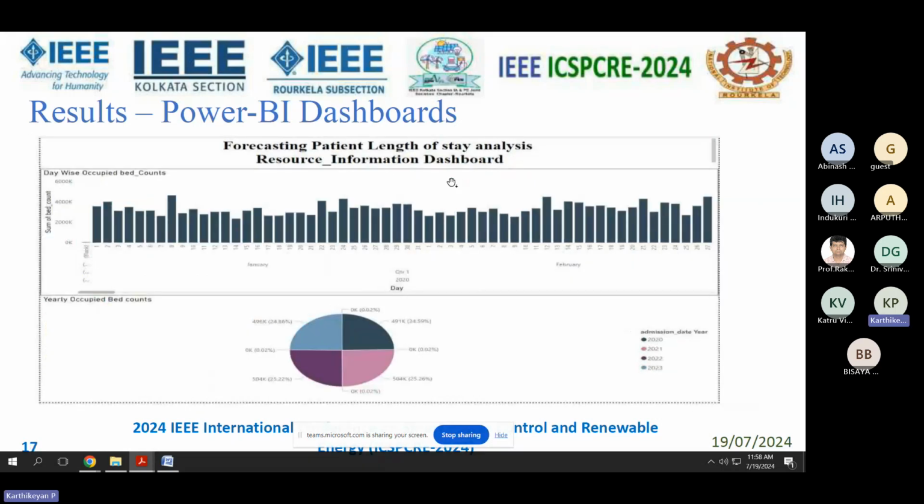Next, this is our main point, which is resources, particularly beds. In January, on the first day, how many beds are occupied, and so on for every day, showing the count of beds occupied. This historical data is shown in the visualization. When new data comes in, that is also updated live and reflected in the visualization. Year-wise, we also show the total counts of beds occupied.